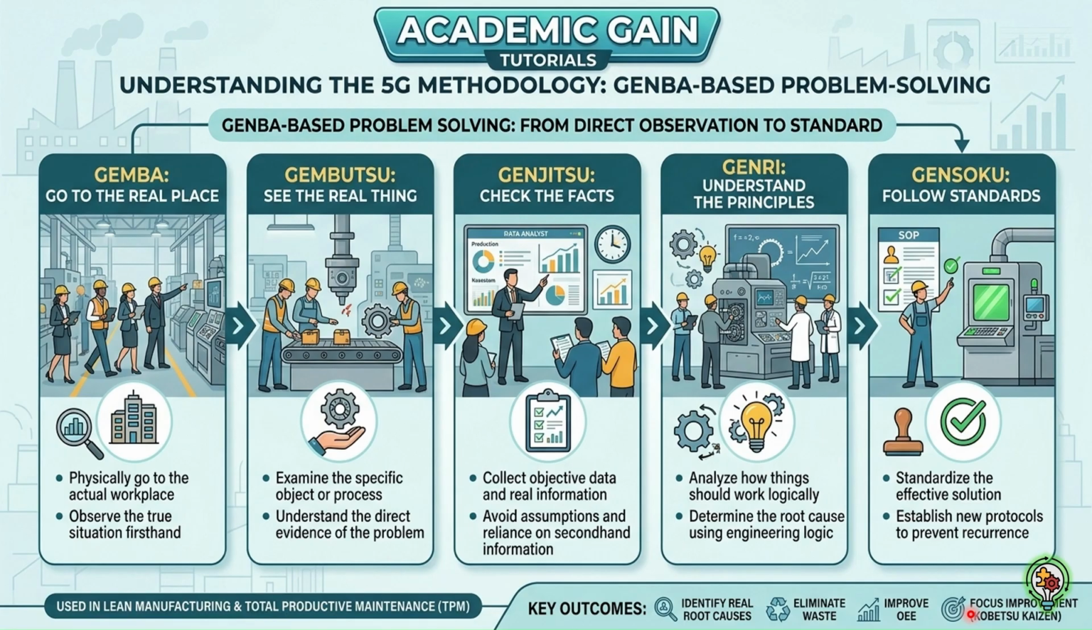Role in TPM and Kobetsu Kaizen. The 5G approach is a key foundation of Kobetsu Kaizen, where focused improvements are made on specific problems. It helps teams perform better root cause analysis, improve machine performance, and increase overall equipment effectiveness, OEE.